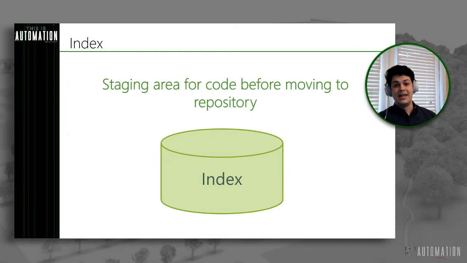And then next up, we have the index, which is basically the staging area for code that's ready to be committed to your local repository. So say you finish a feature or you fix a bug, you would put that change in your index in order to be basically committed later on.